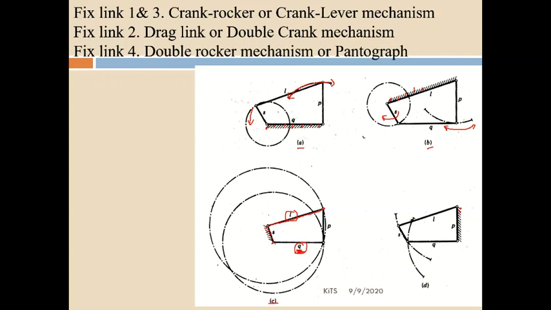In case C, we have 2 cranks. But look at case D. Here they have fixed P. Since they have fixed P, link L and link Q, both the links will act as a lever, because both the links will just oscillate here and there. That's all. It cannot rotate. Okay.